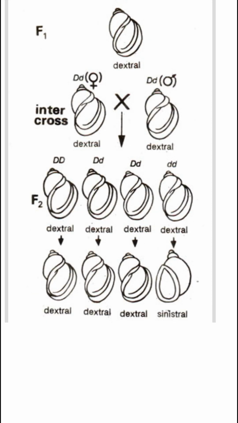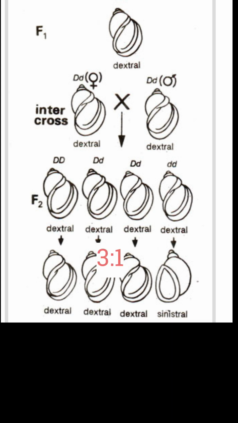Now F3 generation coiling is based on F2 genotype. Small d offspring will give rise to sinistral. Other, Dd, will give dextral. So again F3 generation will show 3:1, dextral to sinistral.